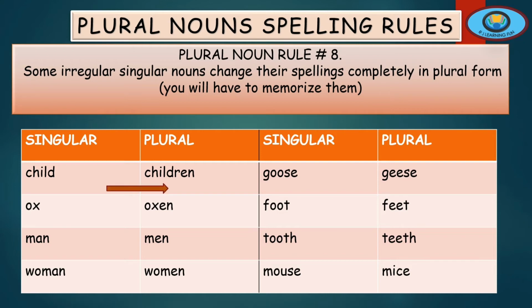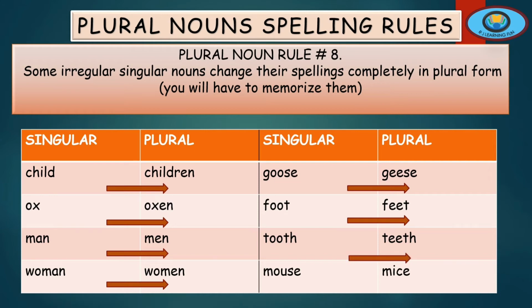Child in plural form changes into children. Ox, oxen. Man, men. Woman, women. Goose, geese. Foot, feet. Tooth, teeth. Mouse, mice. So there are no rules for this. You will just have to learn them.